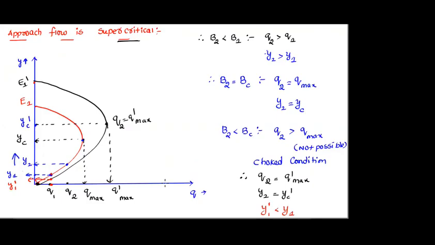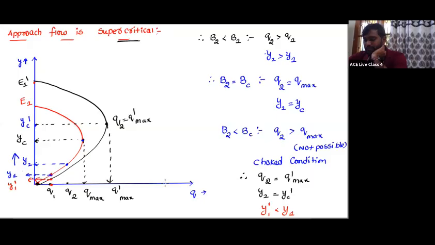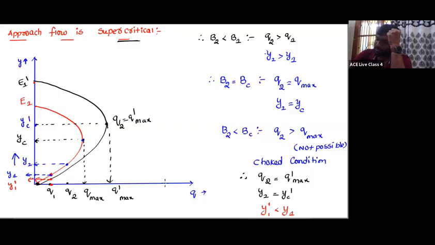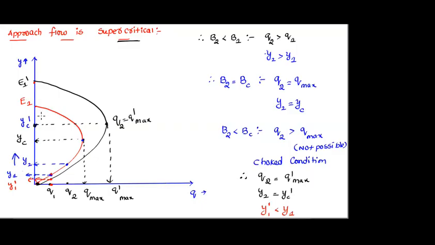Sir, Q1, sir. Y1 is less than Y1 dash, sir. Yes. In that, sir, Y2 is equal to YC dash. After the choke condition, how will the graph come, sir? Q2 is equal to Q dash max, sir. That's what I mentioned.